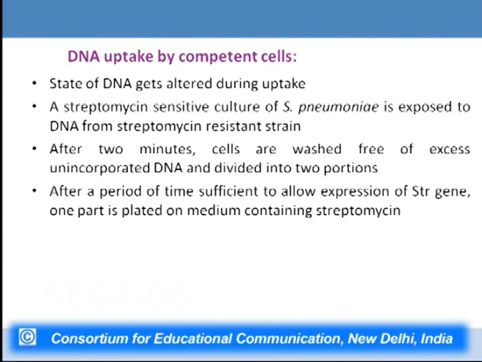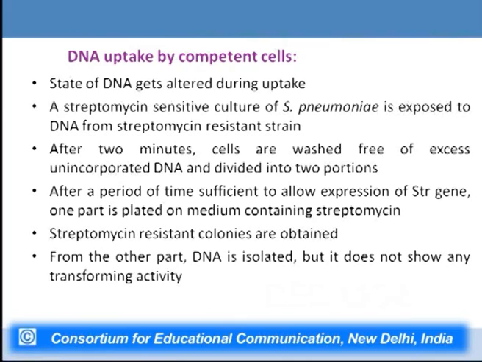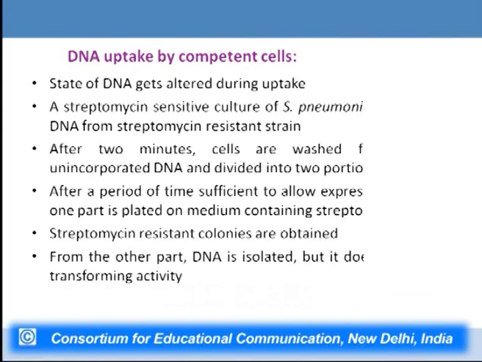The first part, after a sufficient period of time to allow expression of the streptomycin resistant gene, is plated on a medium containing streptomycin, and streptomycin resistant colonies were obtained. The other part is used to isolate DNA, but when it is used to transform the sensitive S. pneumoniae culture, it does not show any transforming activity.